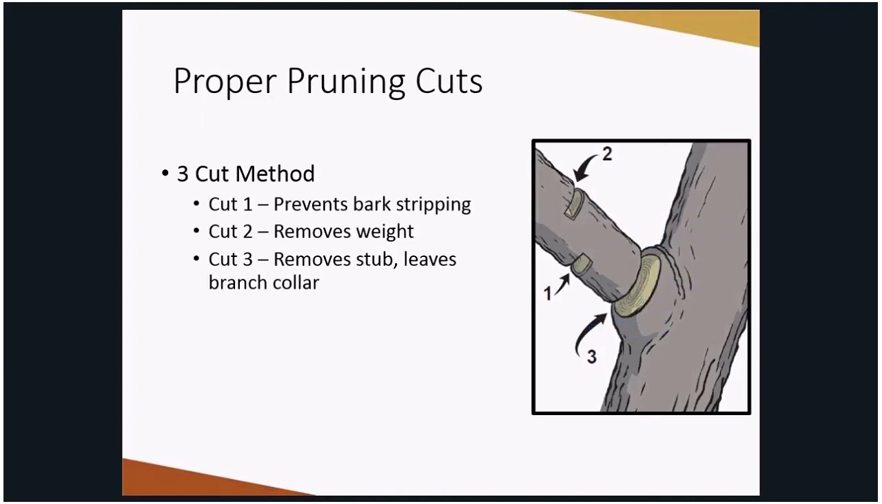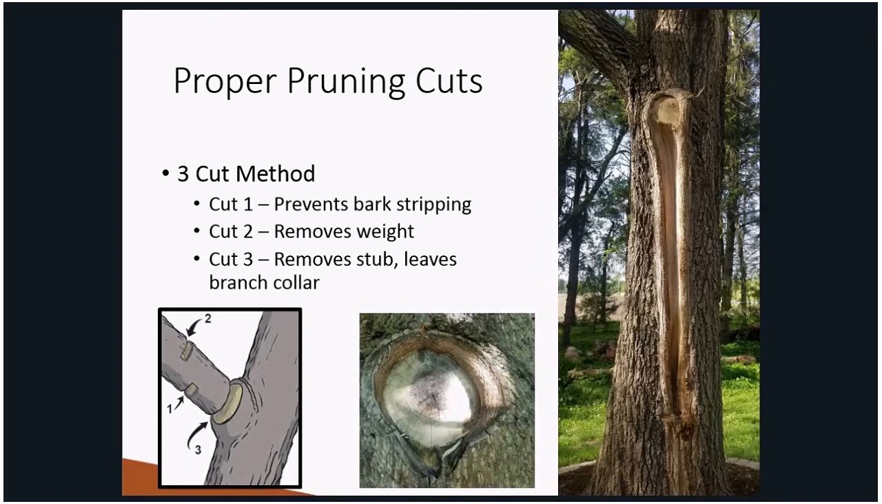So what happens if you don't make that cut correctly? Here's a good example of a big limb that's stripped all the way down the trunk. The 3-cut method was not used here in this example. And you can see it actually took a chunk of wood fiber all the way down the tree off as it peeled down. This is a Siberian elm. They're pretty notorious for this kind of peeling.